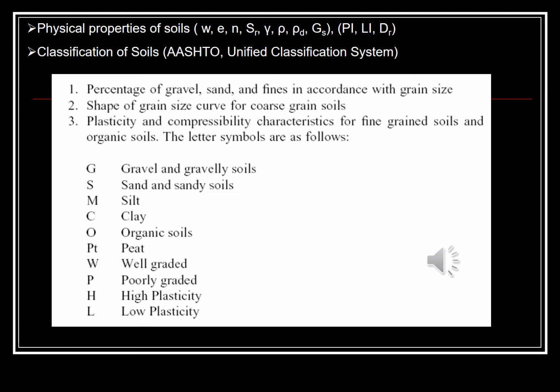Plasticity and compressibility characteristics for the fine grain soil and organic soil are included. They are the characteristics of the soil. So in this case, the letter symbols are G for gravel and gravelly soil, S for sand and sandy soil, M is a silt, C is a clay, O is an organic soil, Pt is a peat, W is well graded, P is poorly graded, H is a high plasticity, and L is a low plasticity. Those are the symbols for the soils.